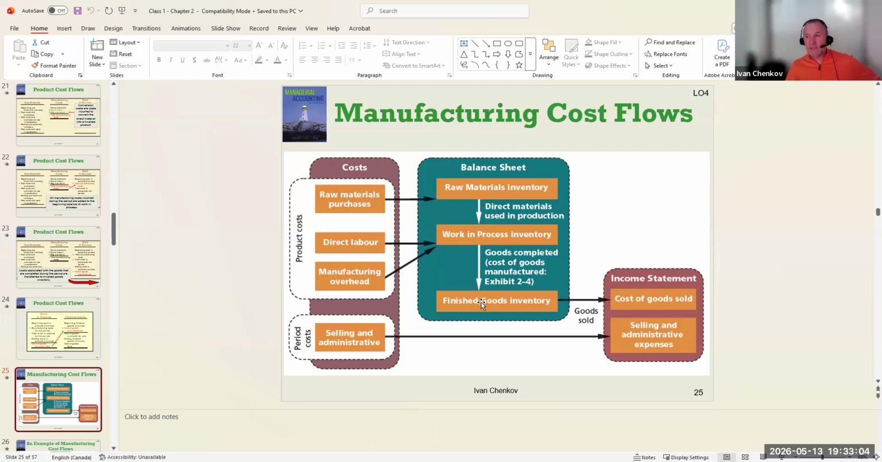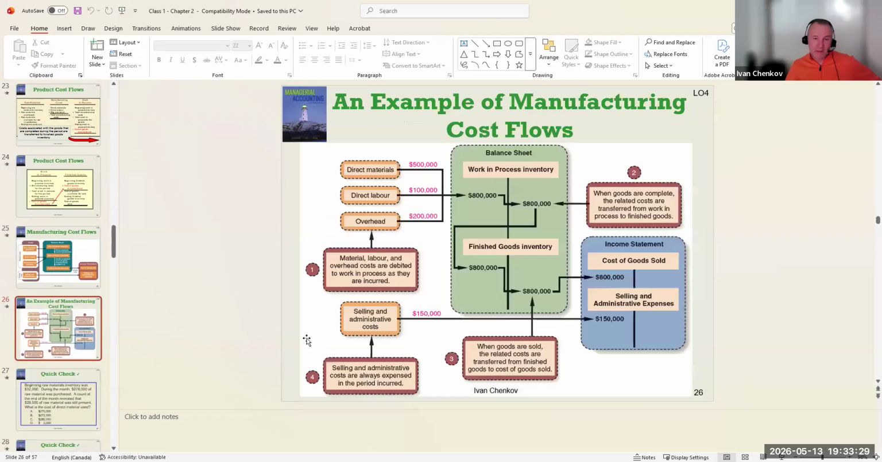And once finally we sell that product to the client, we're going to move to the income statement, which is cost of goods sold, where the period cost, which is selling administrative expenses, they go directly to the income statement account. We're not going to put them on the balance sheet anyway. We just directly expense them. That's why they're called period cost.